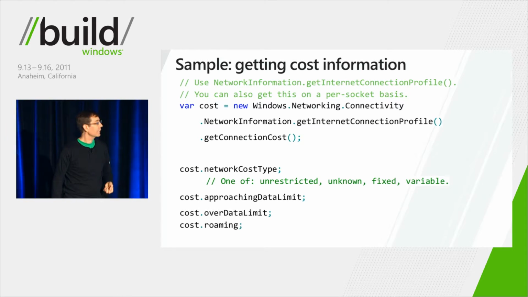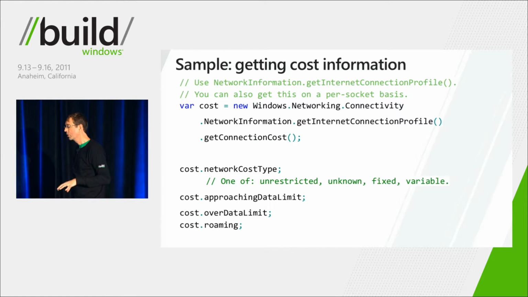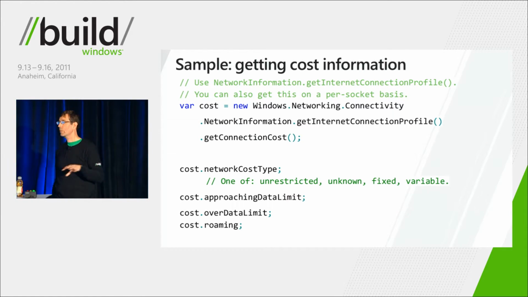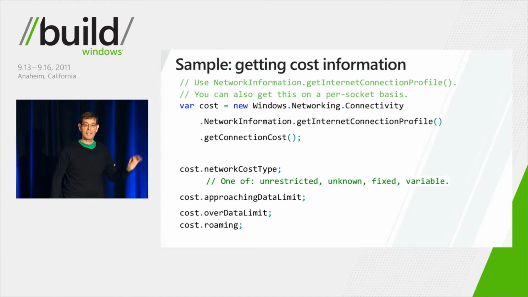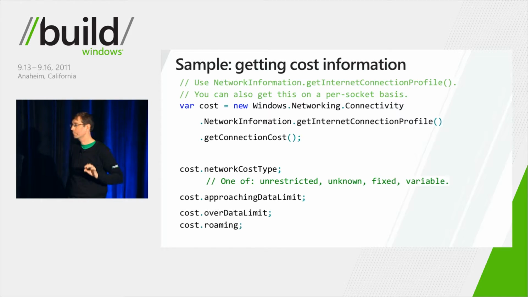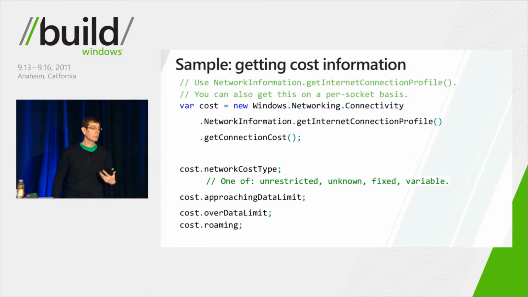And to get that, you call get connection cost. What does that cost consist of? Well, firstly, it has a network cost type. And this is a cost type that was given to us by your internet service provider, by the mobile broadband operator that is giving you your internet.